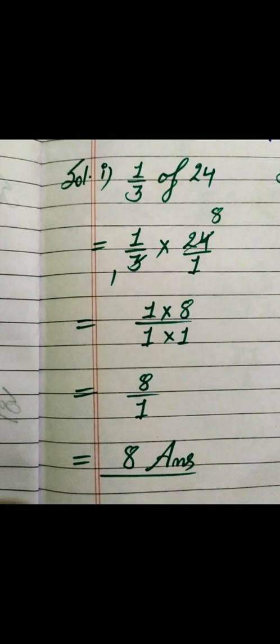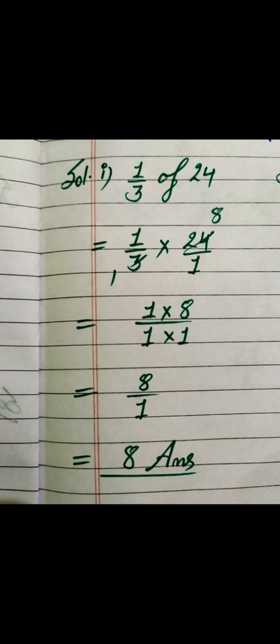Now as you are seeing, this 3 and 24 both are divisible by 3. So we will simplify these. So in the numerator you will get 1 into 8 and in the denominator you will get 1 into 1. So after multiplication we will get 8 upon 1, which can be written as 8, which is your final answer.